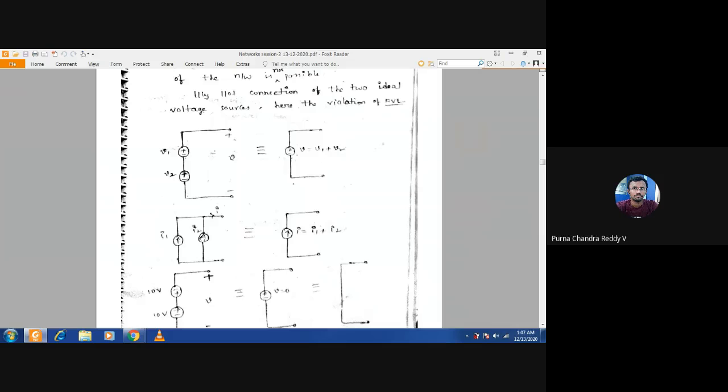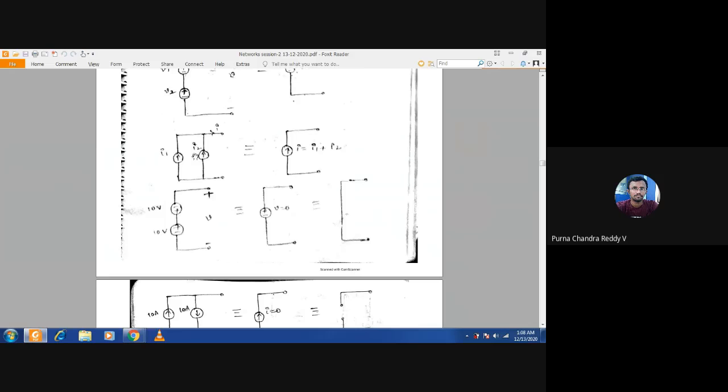So you can connect n number of current sources in parallel. Whatever may be the direction of current, it may be upward direction, it may be downward direction. You can combine all those current sources and replace them with a single current source. The value of that single current source depends on the current sources which you have connected in parallel.